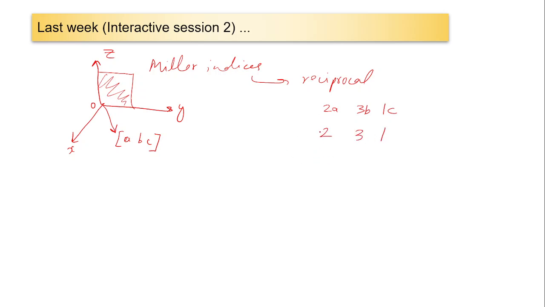For a direction it is just 2 3 1, but when we are naming the plane, we have to take the reciprocal. So this will be 1 by 2, 1 by 3, and 1 by 1, that is 1. Then we have to make it integer. If I multiply by 6, this will be 3, this will be 2, this will be 6.